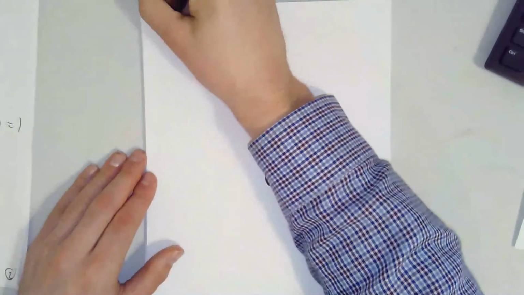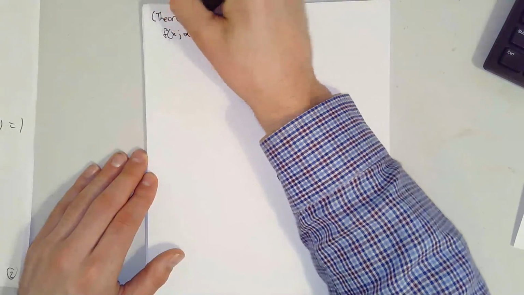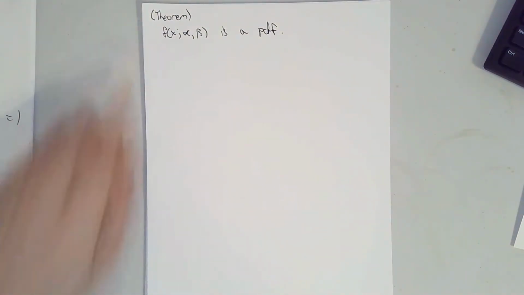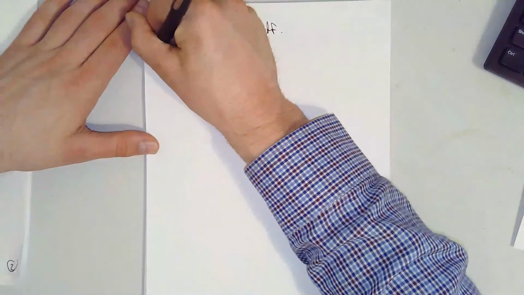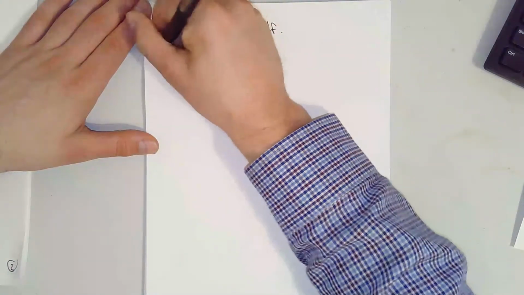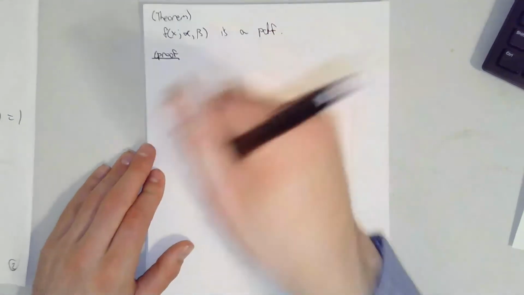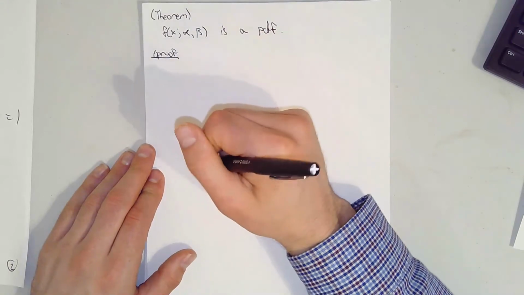So our first theorem is that this function with parameters alpha and beta in fact defines a PDF. So the function defined by the gamma distribution in fact defines a PDF. To see the proof of this, we've already verified that this function is non-negative, so we don't have to worry about that.